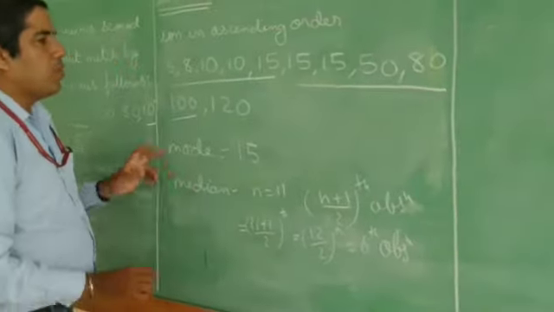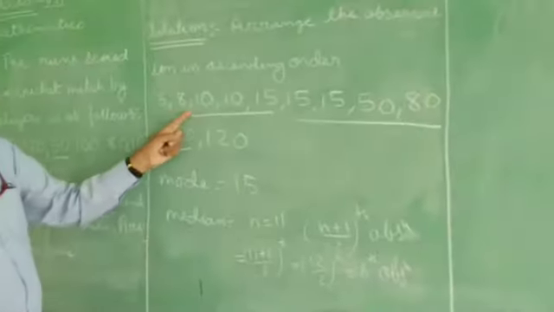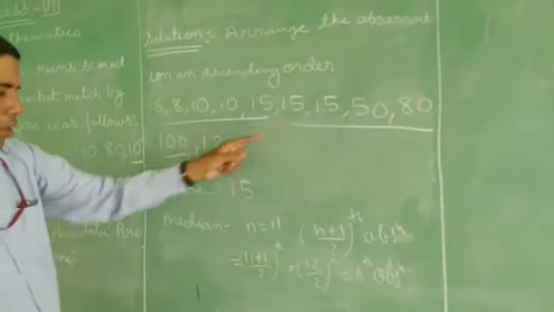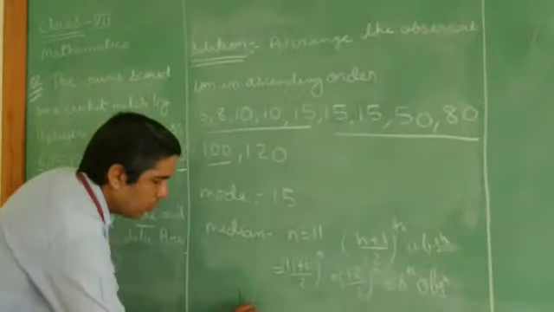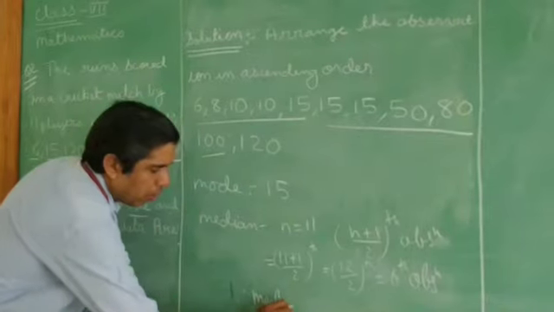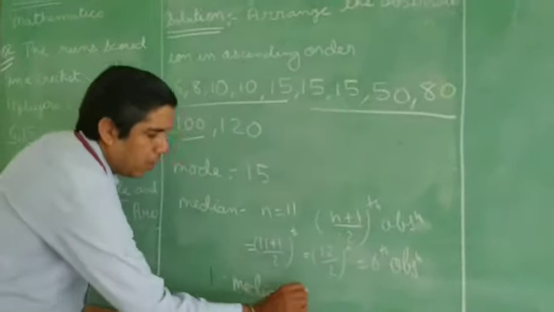So what is the 6th observation? Just count here: 1, 2, 3, 4, 5, 6. So the median is, therefore the median is again 15.